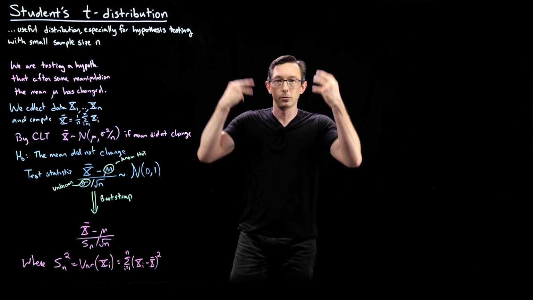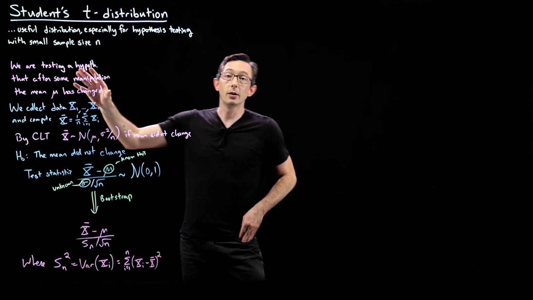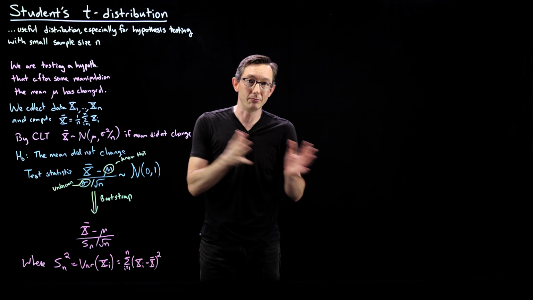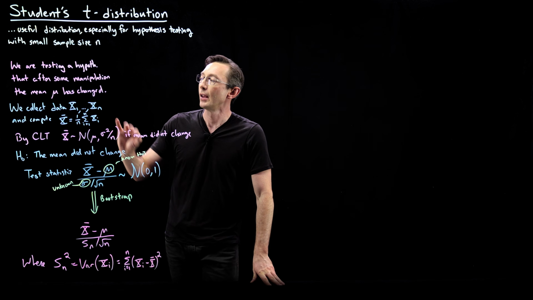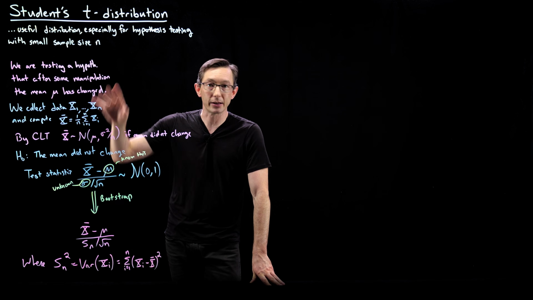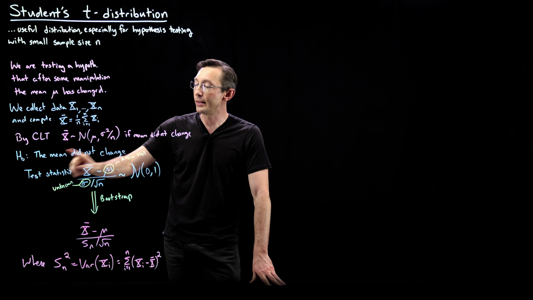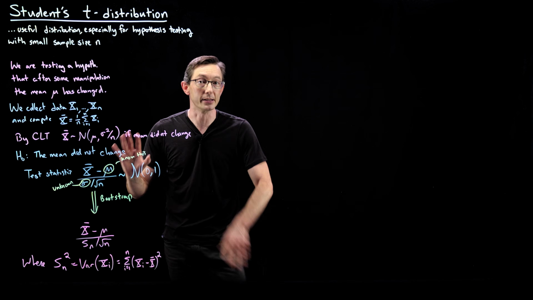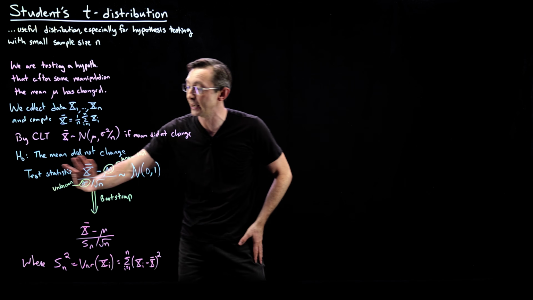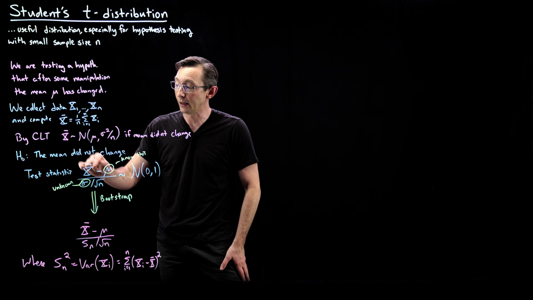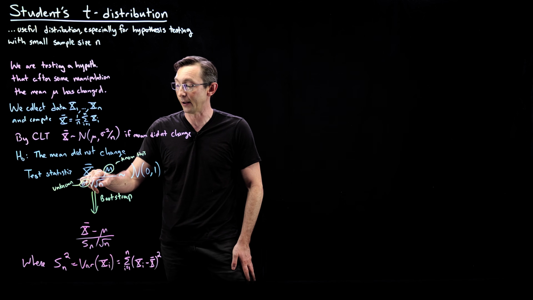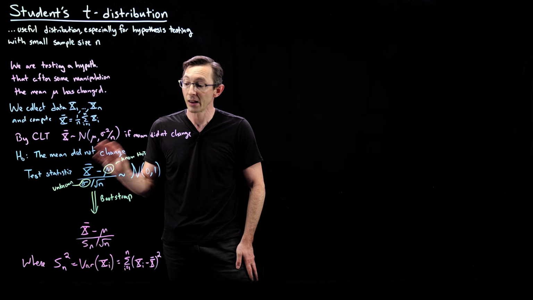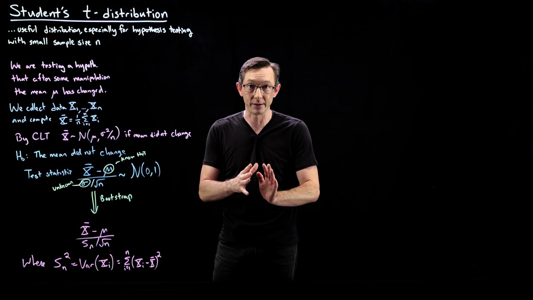So let's just zoom out. We're doing a hypothesis test that the mean did or did not change. And by the central limit theorem, we've derived all this before. This is the test statistic we usually use. In all of my previous lectures, we've used this test statistic, the new mean minus the old mean divided by the standard deviation over root n. That's normally distributed. You can do hypothesis testing.